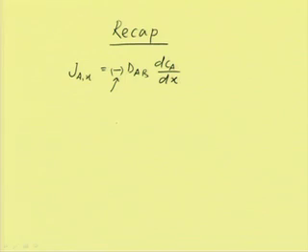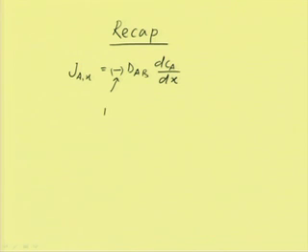And then we have seen for an ideal gas mixture, the diffusion coefficient between component A and B, we call the mutual diffusion coefficients, are equal, and we can write D_AB is equal to D_BA.